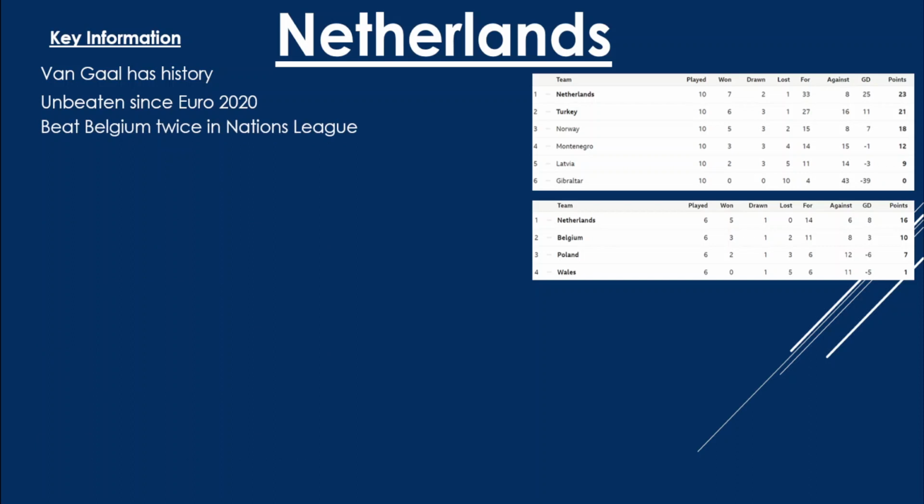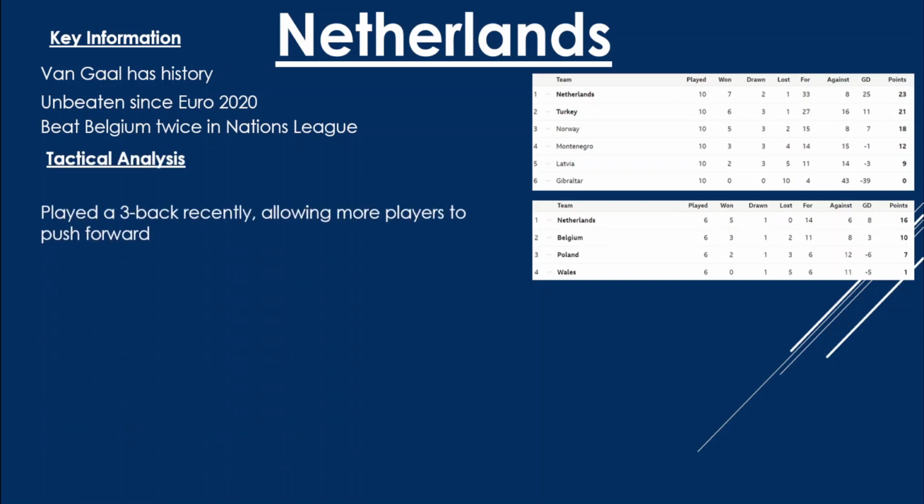So they also beat Belgium twice in the Nations League. So you would say Belgium, quite a good team, probably well fancied in the World Cup. But Netherlands have not only beaten them once, they've done them over twice in a competition that does matter, not just international friendlies. So some tactical analysis here.